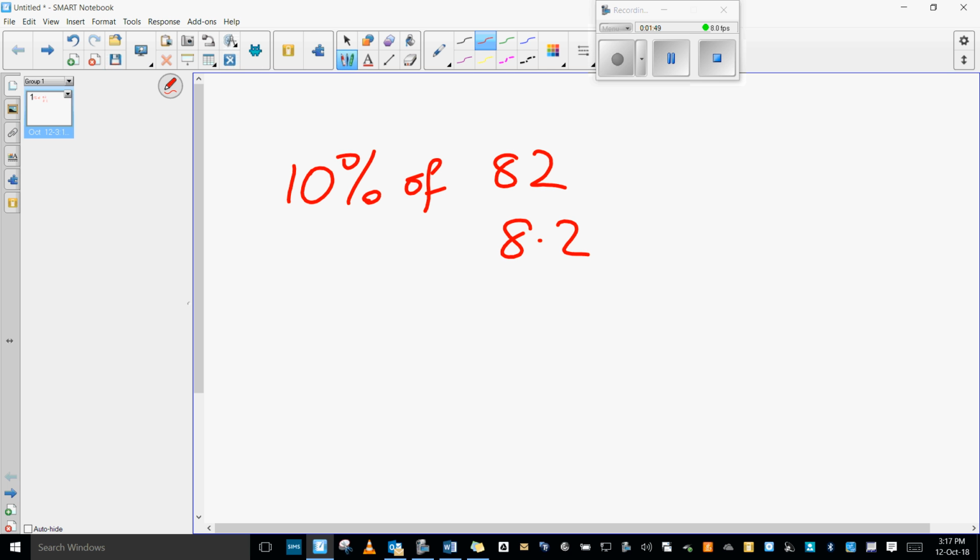If it's money, it would be $8.20. So just move it one place again, and you would have to add a zero. So if it was $82, we'd have to write $8.20 because it's money.